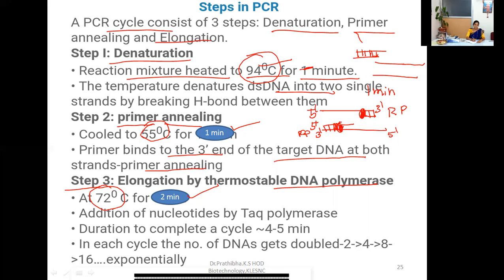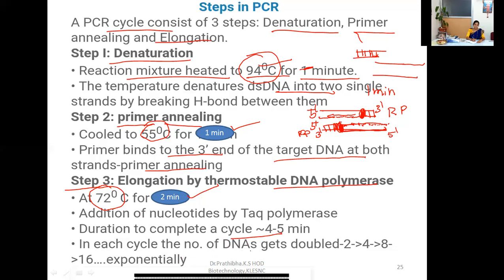Then this Taq DNA polymerase enzyme will go on adding the individual nucleotides according to the complementary DNA molecule. According to this template DNA, the Taq DNA polymerase will keep on adding the individual dNTPs. Here also the same thing: individual nucleotides will be added by the Taq DNA polymerase, and it moves like an earthworm, adding only one nucleotide at a time. The duration of a complete cycle will be 4 to 5 minutes.